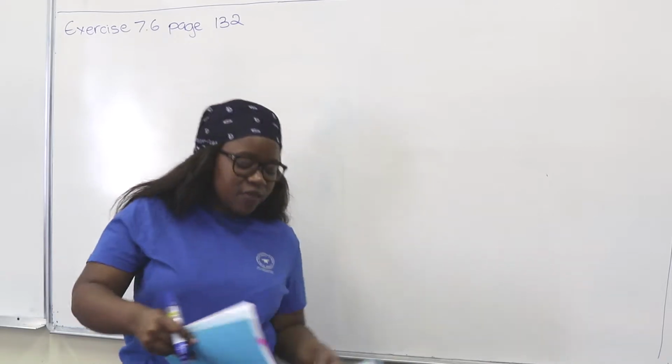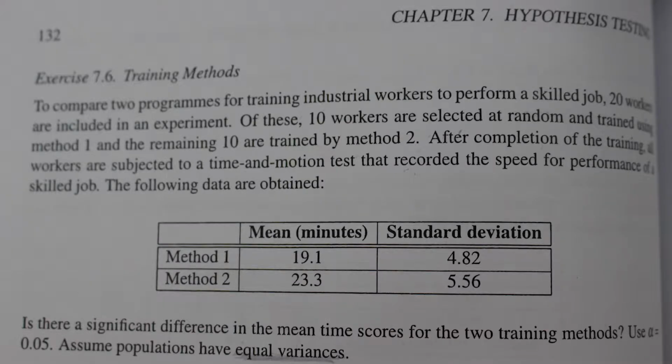Okay, so the question reads as follows. To compare two programs for trained industrial workers to perform the skilled job, 20 workers are included in an experiment. Of these, 10 workers are selected at random and trained using method 1, and the remaining 10 are trained by method 2. After completion of the training, all workers are subjected to a time and motion test that recorded the speed for performance of a skilled job. The following data is obtained.